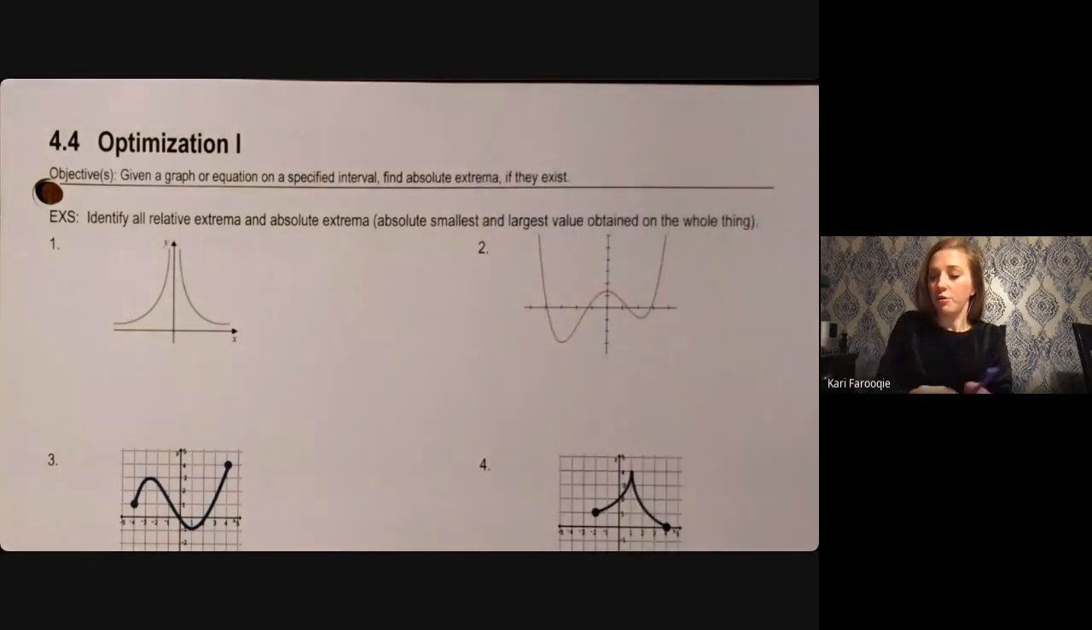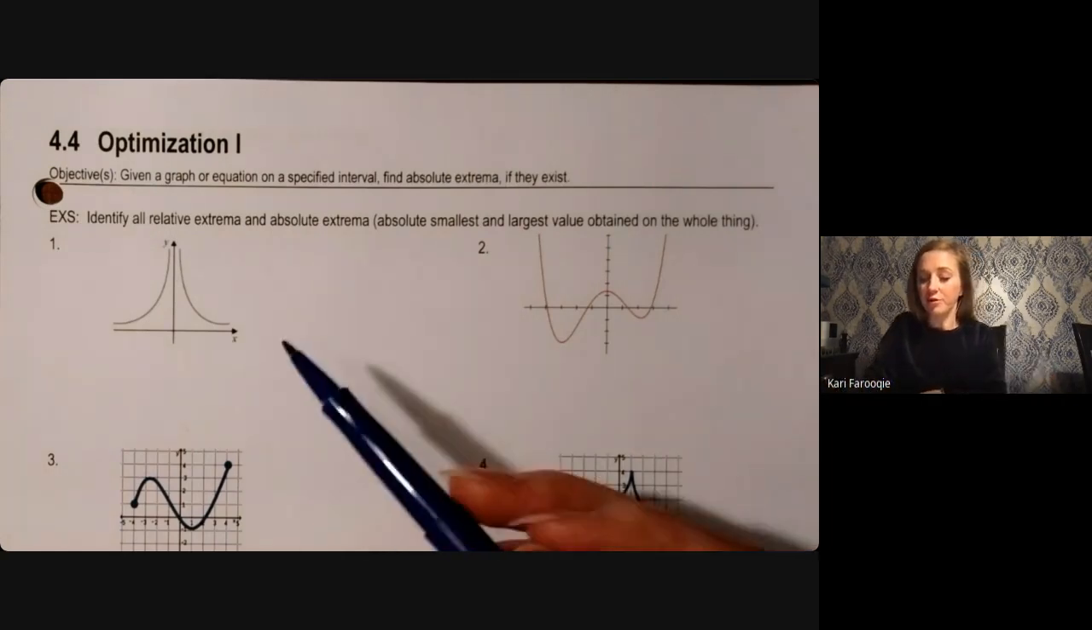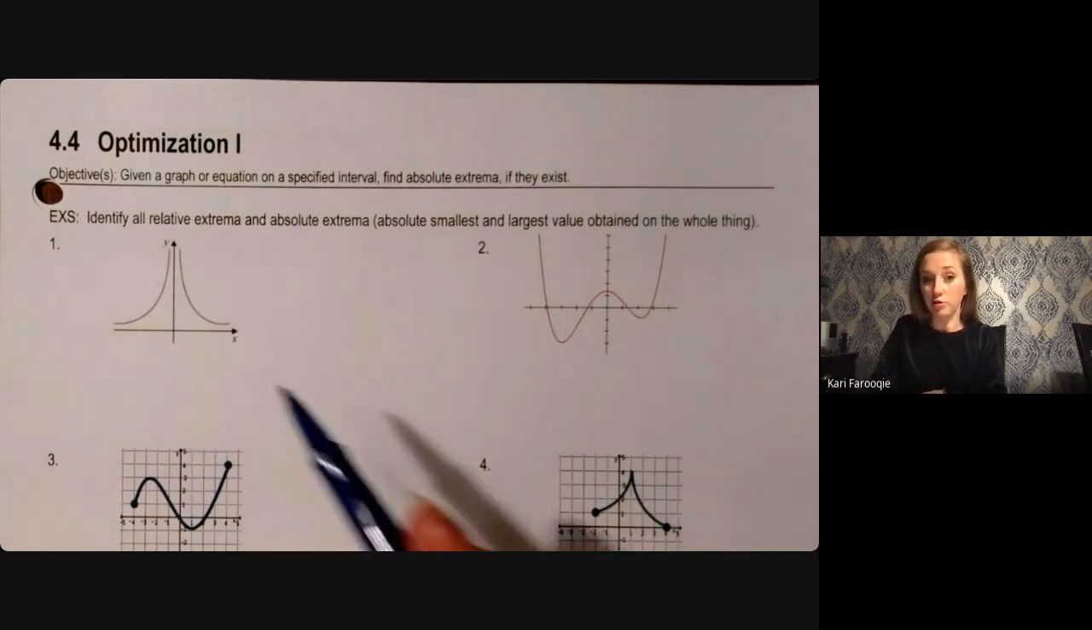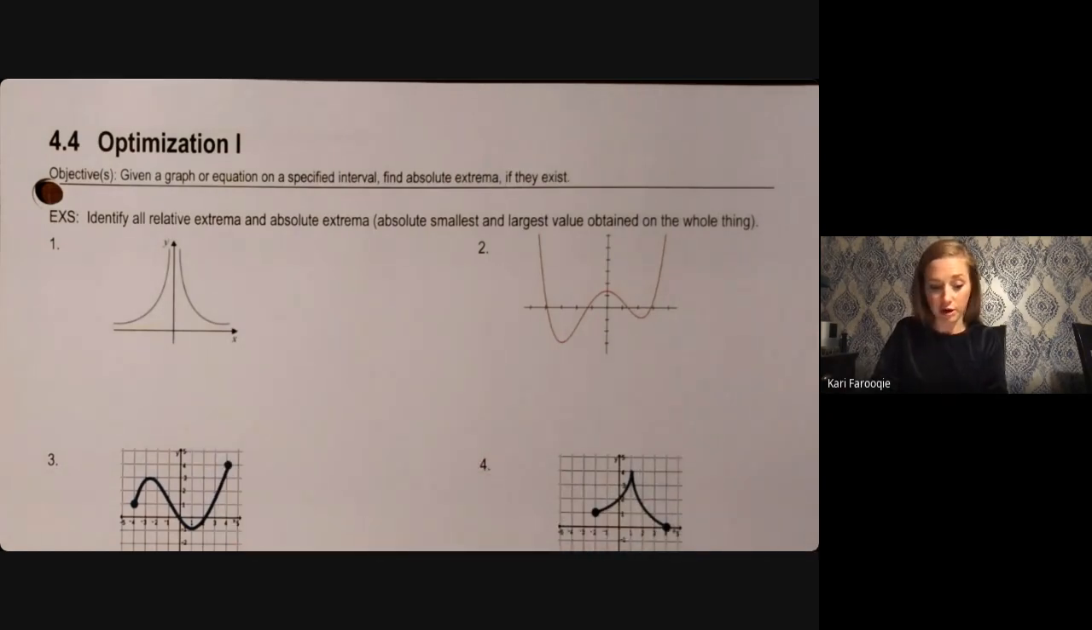So given a graph or an equation on a specified interval, we're going to find absolute extrema if they exist. Let's talk about what absolute extrema is, and we'll compare it to relative extrema so we get a good sense of which one is which. In this first example, you're looking at 4 different graphs here. We're going to look at each one of them and talk about the extrema in the graph.